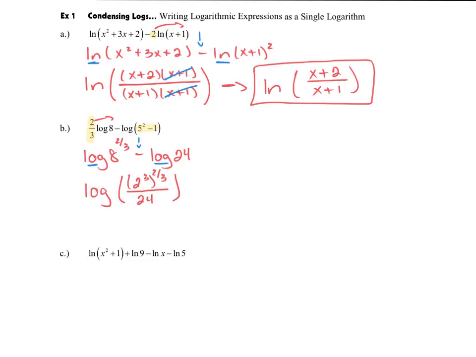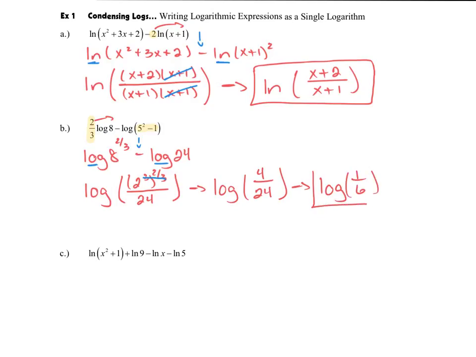Now, cleaning this up a little bit, my exponents here, my 3 times my 2 cubed, that's going to cancel. So this can be rewritten then as log. The numerator now becomes a 4, and the denominator is still the 24. That, of course, reduces, and my final answer is log of 1/6.